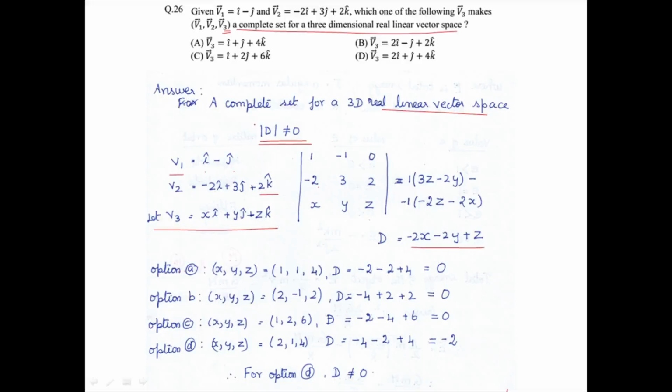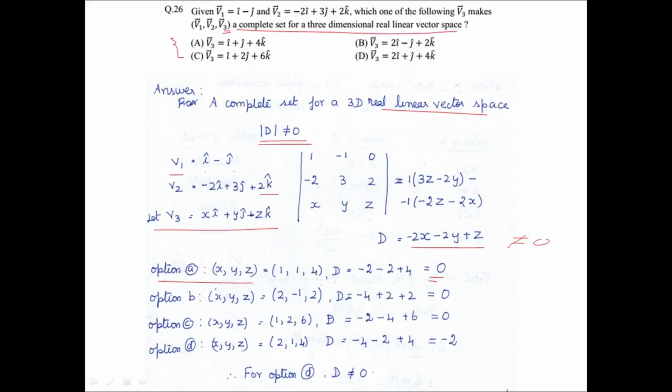Now we will take all the four options and take all the x, y, z values and substitute in this determinant and check whether it is not equal to 0 or not. First we will take option A. Here the x, y, z value is 1, 1, 4. So if you substitute the value in D, we will be getting it is equal to 0. So this is not v3.